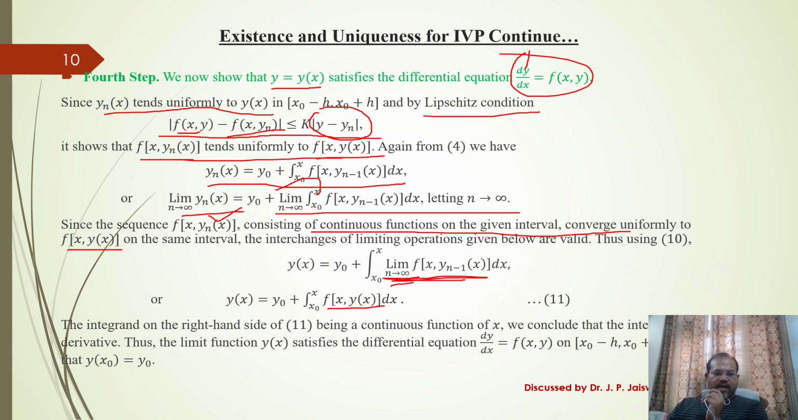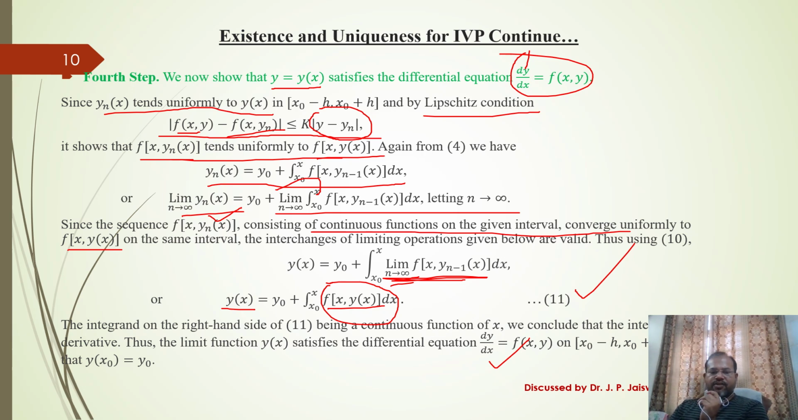So y(x) becomes y0 plus the integral of f(x,y(x)). The right hand side is integrable because it is a continuous function, and this equation 11 is equivalent to the initial value problem. It is a one line calculation. If you differentiate both sides, y0 is constant so its derivative is 0, and integration and differentiation cancel, so it becomes f(x,y(x)).